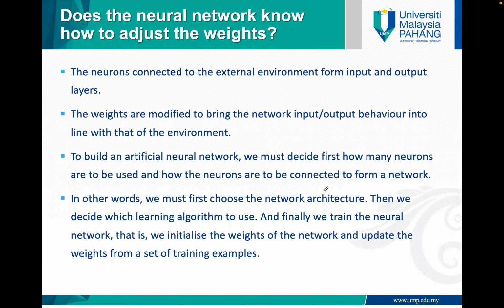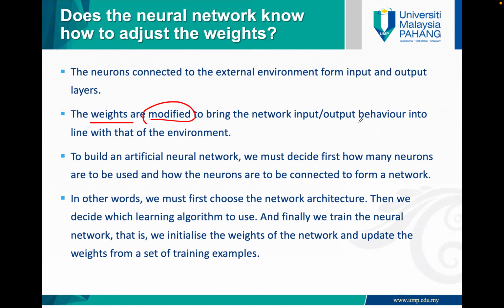Basically, the neurons that are connected to the external environment form the input and output layers. The weights are modified to bring the network's input and output behavior in line with that of the environment. To build the artificial neural network, we must first decide how many neurons are to be used and how the neurons are to be connected to form a network.